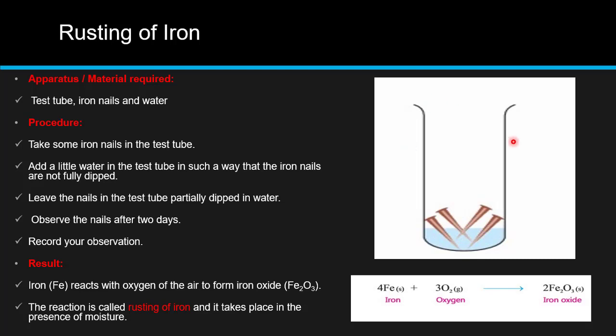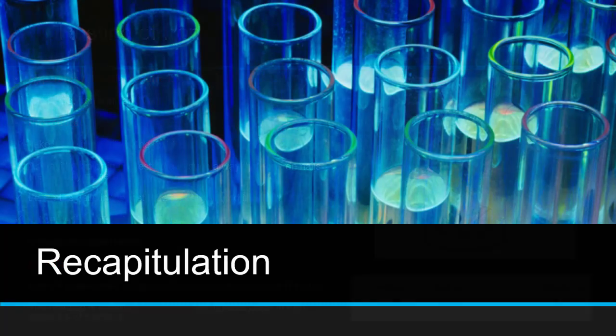Also the air is present around it, so this creates some moisture there. And in this condition, iron will react with oxygen to form iron oxide, and this reaction is called rusting of iron. Students, this was all about today's topic. Now we are going to overview our lecture.